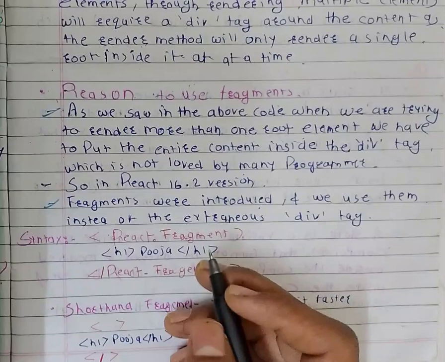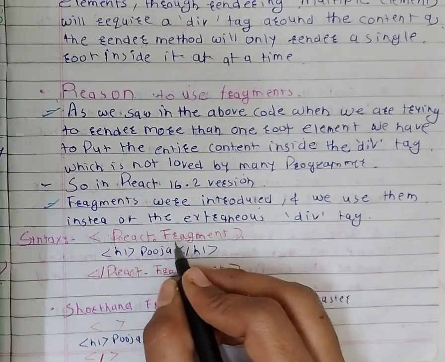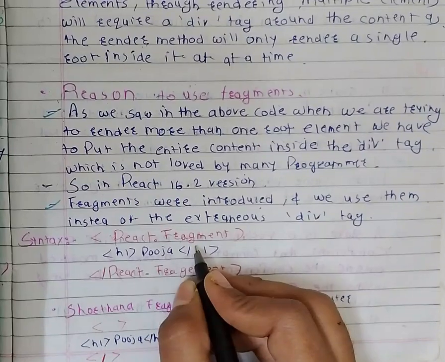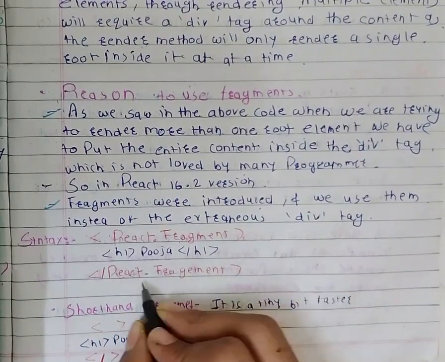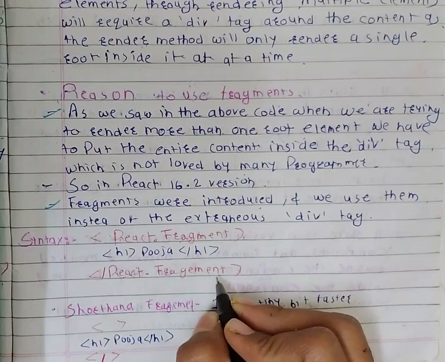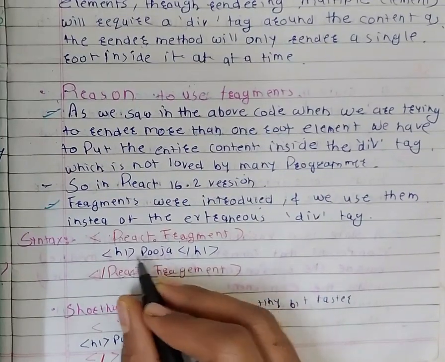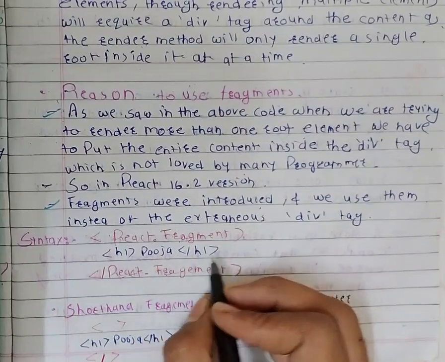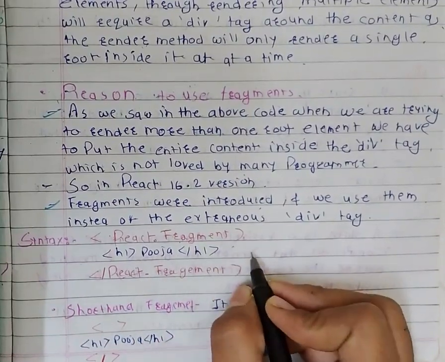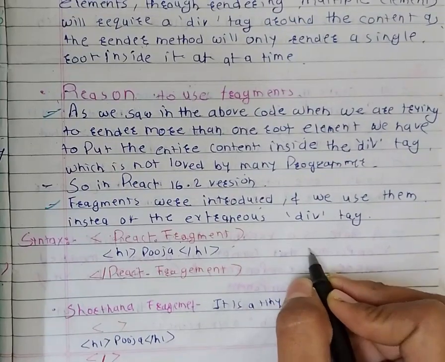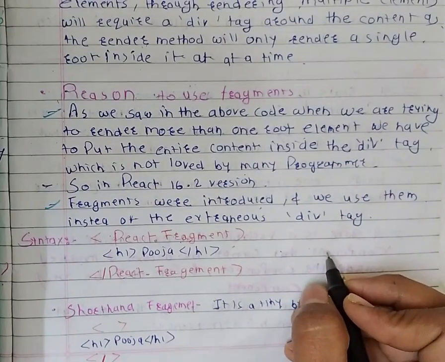The syntax is simple: React.Fragment opening, and this is closing, and in between that we can render multiple components like anything: navbar, main, header, footer, all these things we can render.